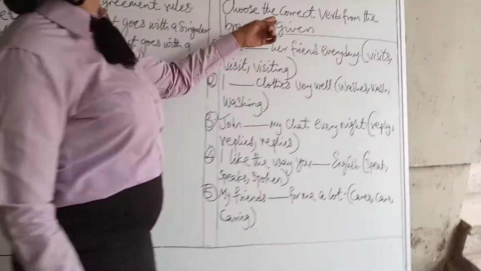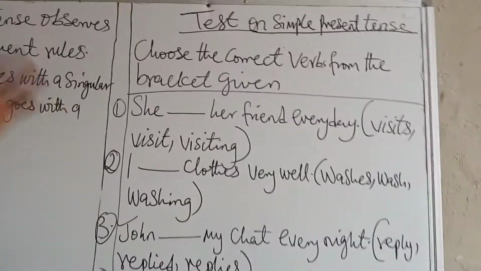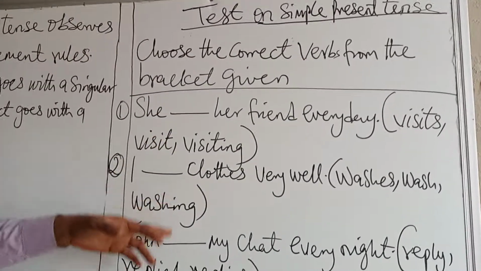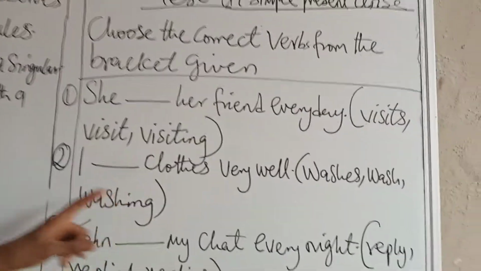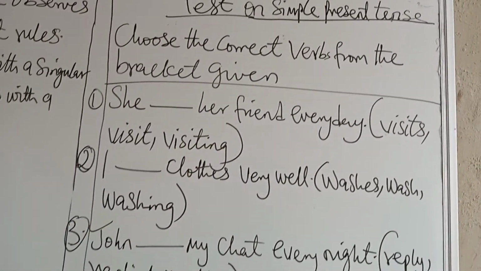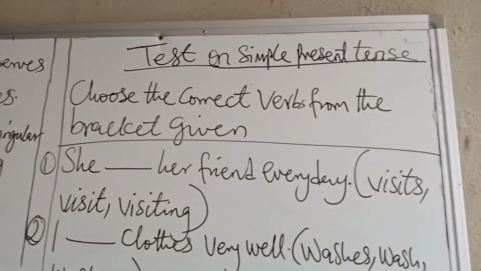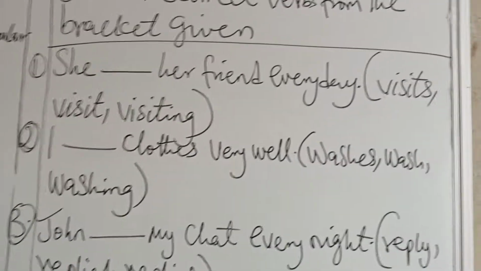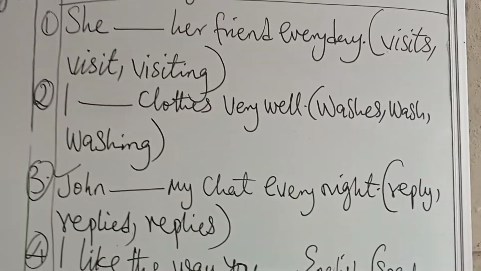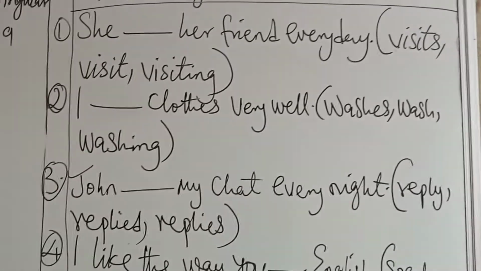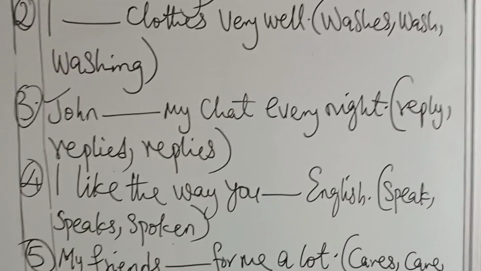Here it says, choose the correct verbs from the brackets given. Okay, you're expected to fill in these gaps here, choosing the correct verb from the brackets given. Okay, so I would like you to go through this test. I'd like you to try to write it, or do it. You may decide to send me the answers in the comment box, and I'll be glad, and I'll also mark it for you.